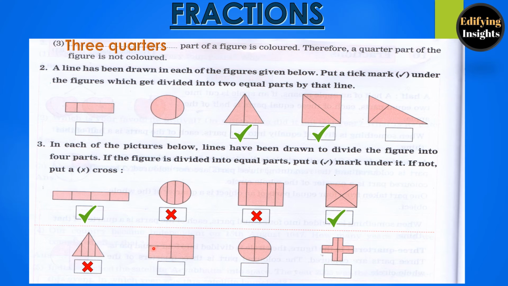Now we have a rectangle. Here we see that all the 4 parts are equal in size and length, so we tick. Here we have a circle. The circle is divided into 4 equal parts, so we tick. Here we have a plus sign. The plus sign is also divided into 4 equal parts, so we tick.